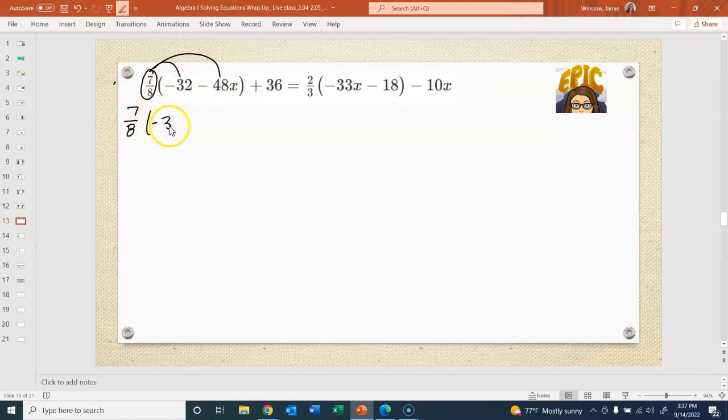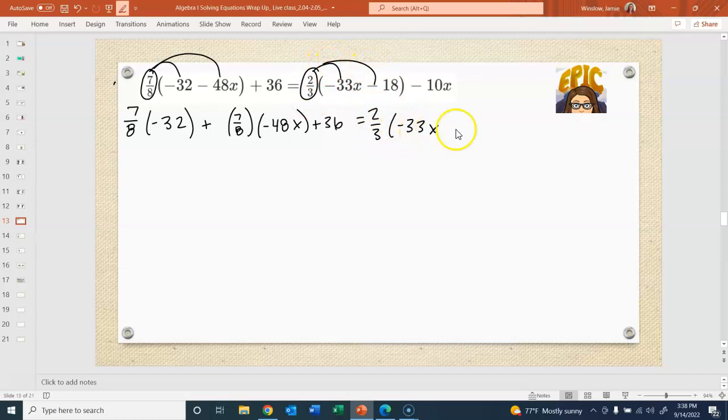7/8 times negative 32. Be really careful with your negatives here. 7/8 times negative 48x plus 36 equals, we'll do the same thing with the 2/3. 2/3 times negative 33x plus 2/3 times negative 18 minus 10x.